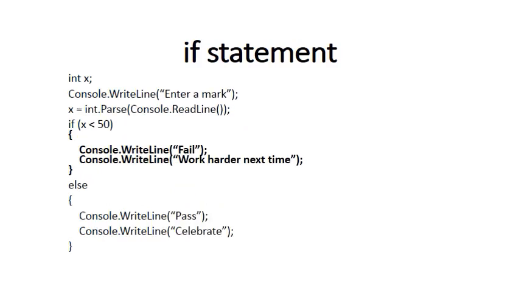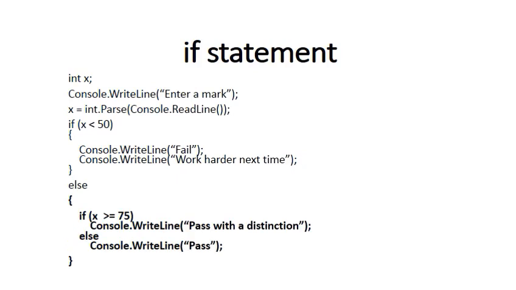It is important to know that when either the true or the false part contains more than one statement, in this case you'll see that the true part prints fail, and it also says work harder next time, the statements must be surrounded by two curly brackets, as you can see in the code. So as soon as the true or the false part has more than one statement, you need the curly brackets. And in this case, the true and the false part has curly brackets.